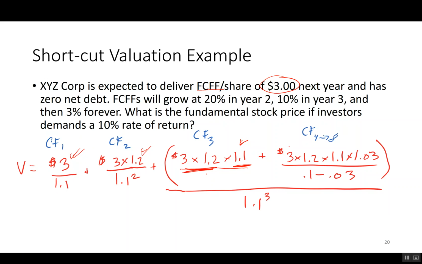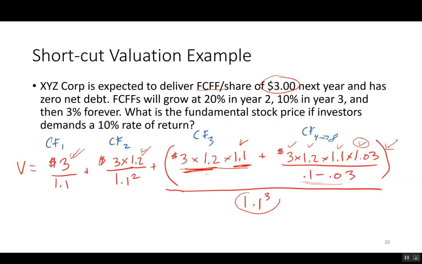So what I'll do is I'll take my year 1 cash flow, my growth rate in year 2, growth rate in year 3, growth rate in year 4. Now that cash flow is going to grow at 3% forever. So this numerator here is the cash flow in year 4. I'll divide by K minus G, my discount rate minus the growth rate. That'll give me the value of all those cash flows in year 3.